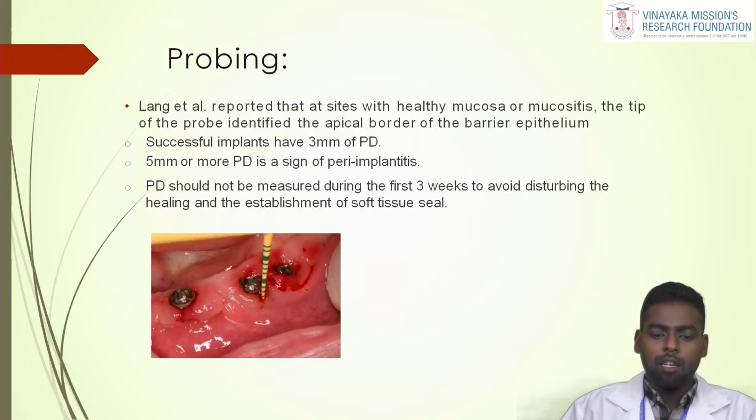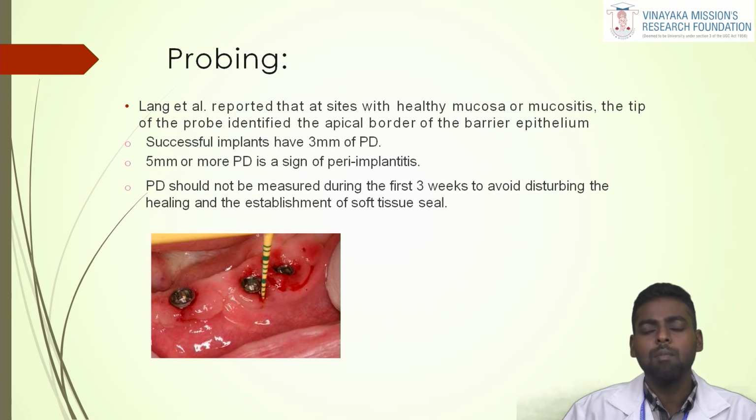And in probing, as I mentioned already, the transgingival probing mentioned by Lang et al. has been used properly. If the probing depth is 3 millimeters, it is normal in healing implants. But if the probing depth is more than 5 millimeters, it points to a peri-implantitis condition. Under normal conditions, until 3 months the probing should not be done, as it will impinge on the healing tissues and impaired healing can be seen.